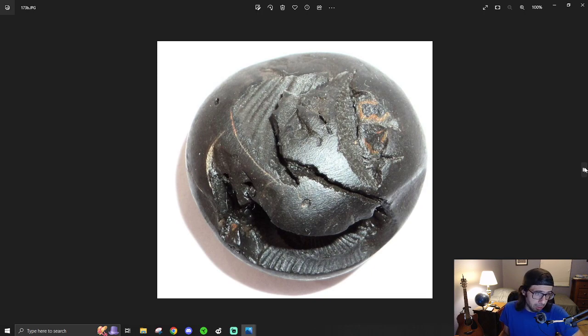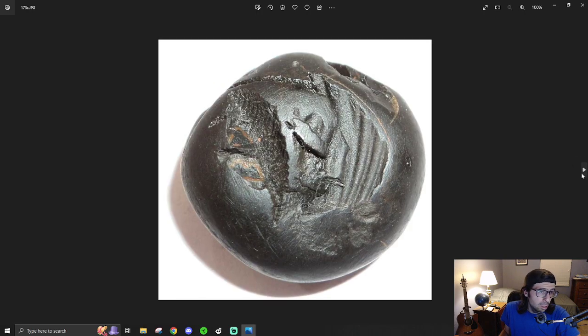Here's the top of it. A lot going on again with those side angle stuff. There's a lot going on.